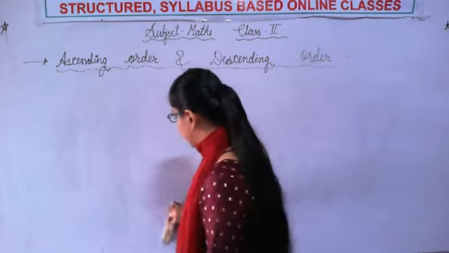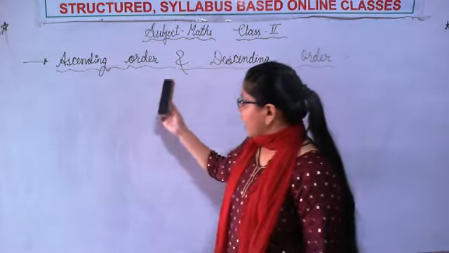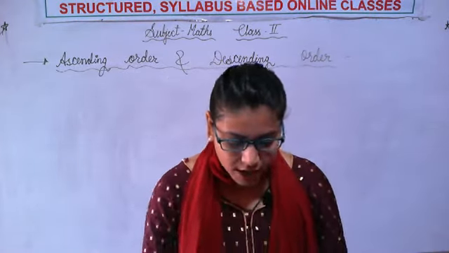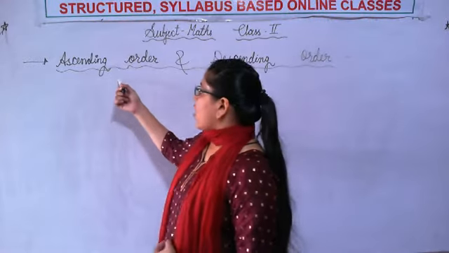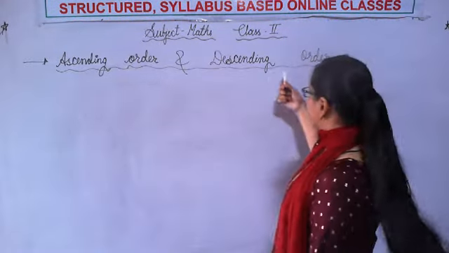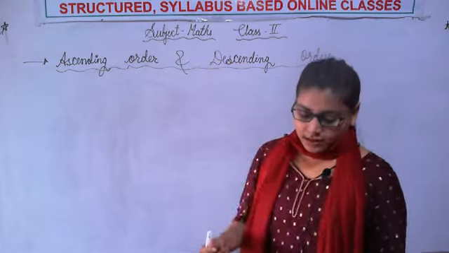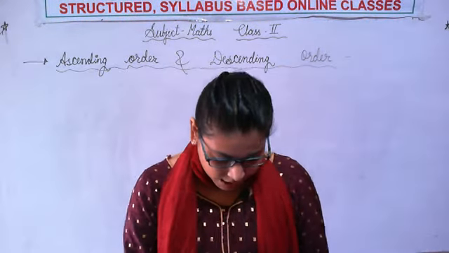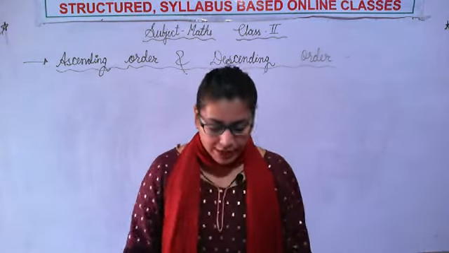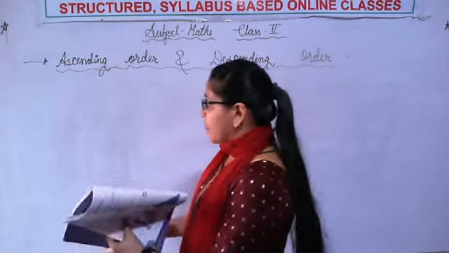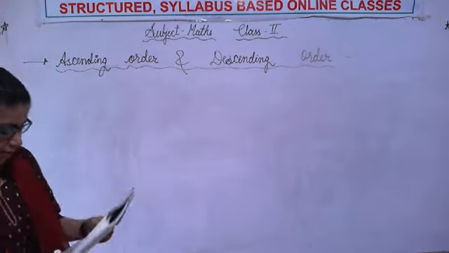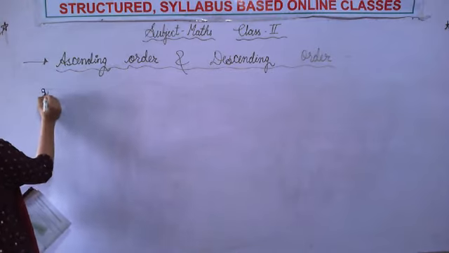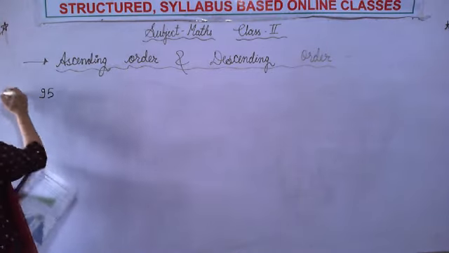We can call increasing order ascending order, and decreasing order descending order. The meaning is the same. Now open page number 22. Some numbers are given over there, numbers like 95. This is page number 22.